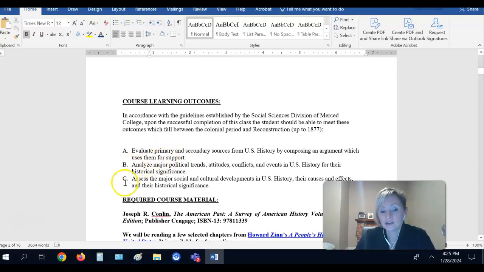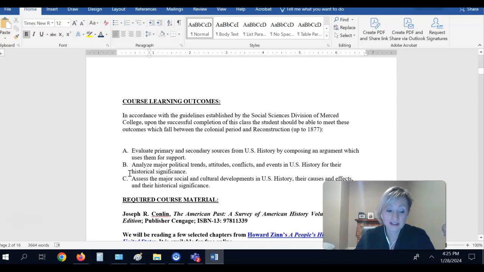And then the second two are really big learning outcomes. There's a lot to them, right? The second one says analyze major political trends, attitudes, conflicts, and events in U.S. history for their historical significance. I sometimes call it the, why should we give a crap question? What does it matter? What is its place in larger U.S. history or world history or human history?